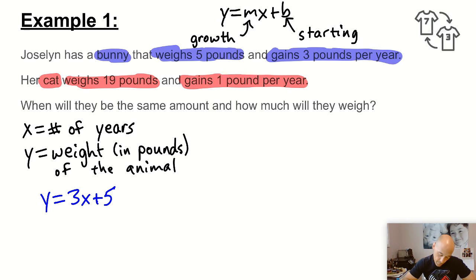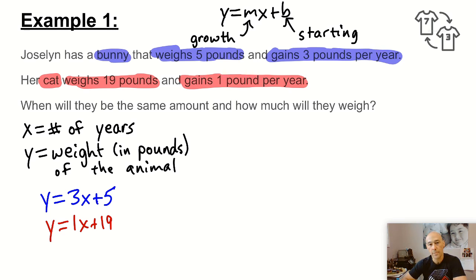And with our cat, it gains 1 pound per year and weighs 19 pounds. When will they be the same amount and how much will they weigh?